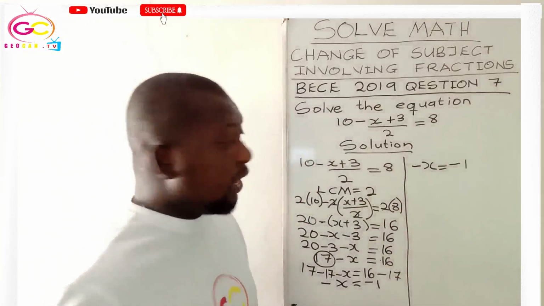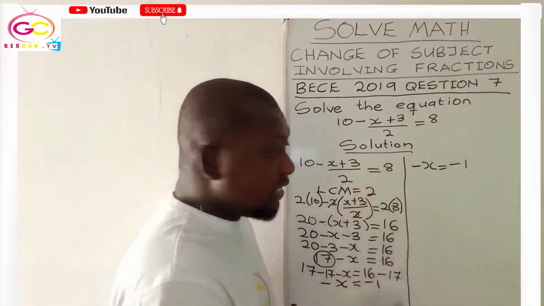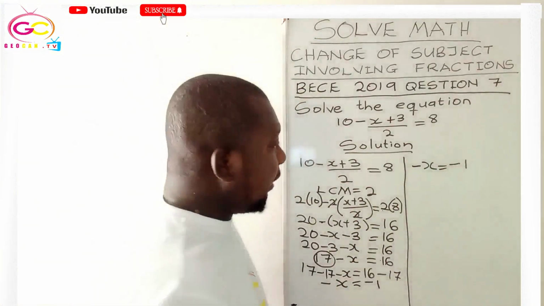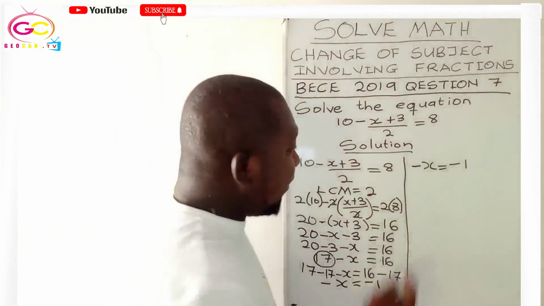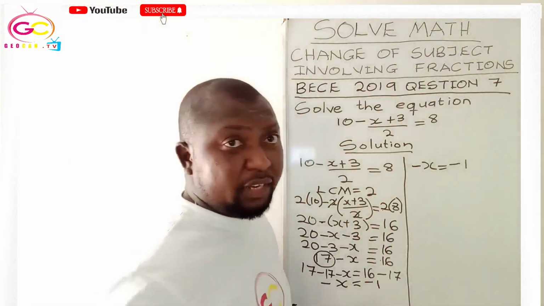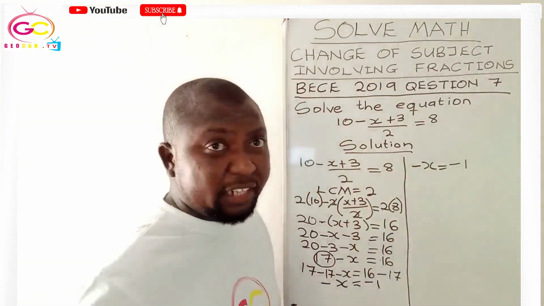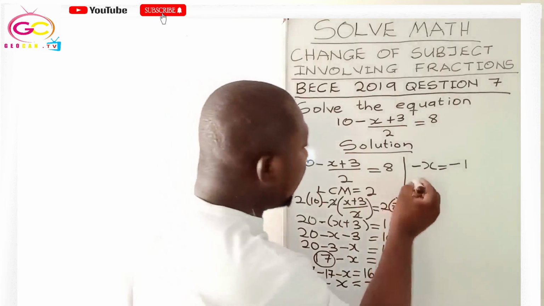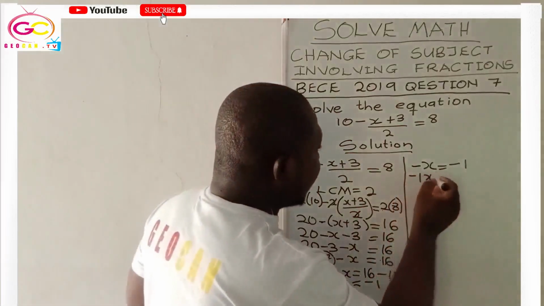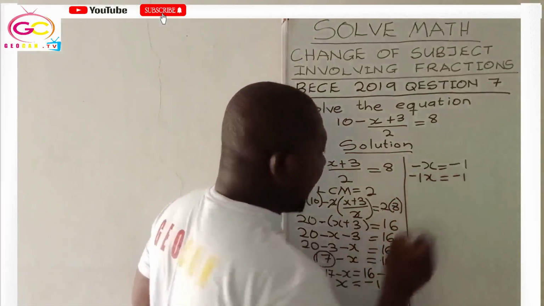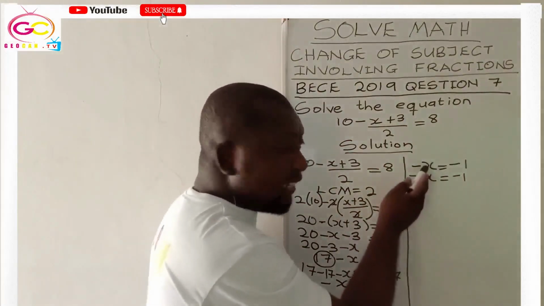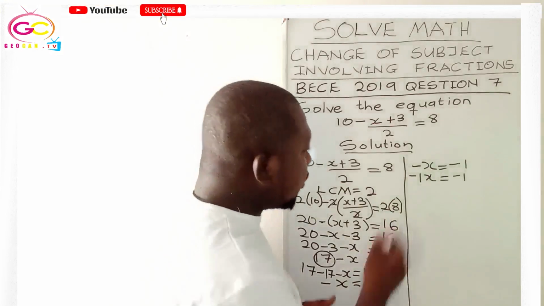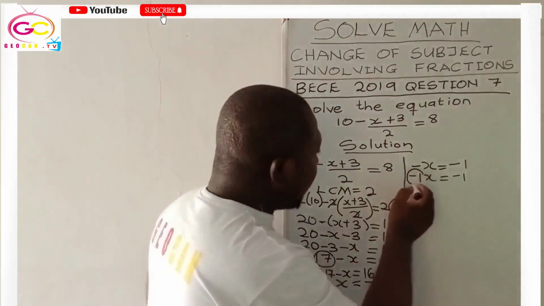But remember, we are told to make x the subject, not negative x, okay? And anytime you have a variable like this, negative x, there is 1 in front, but we don't usually write the 1. But in this context, I'll write it for you to understand what I'm going to do. So this is the same as negative 1x is equal to negative 1. Okay, if this were to be negative b, it could have been negative 1b.